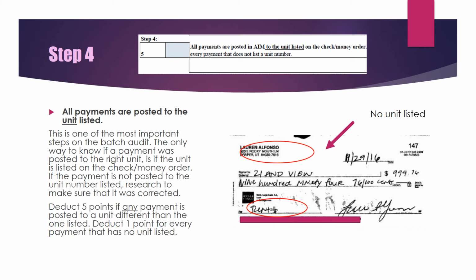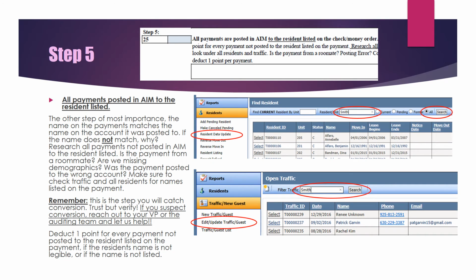Deduct 1 point for every payment that has no unit listed. Step 5. All payments posted in AIM to the resident listed. The other step of most importance, the name on the payments matches the name on the account it was posted to. If the name does not match, why?